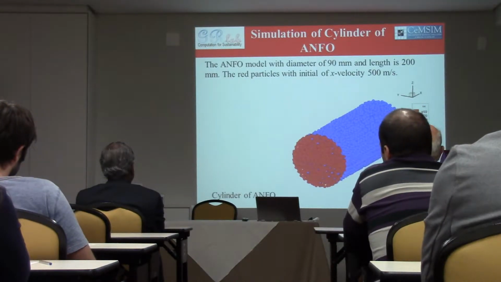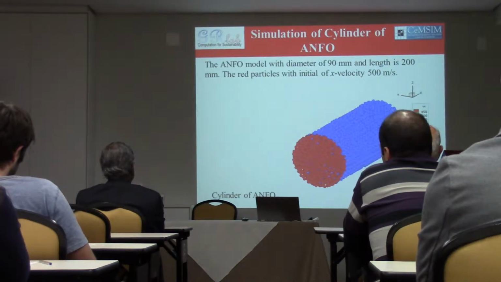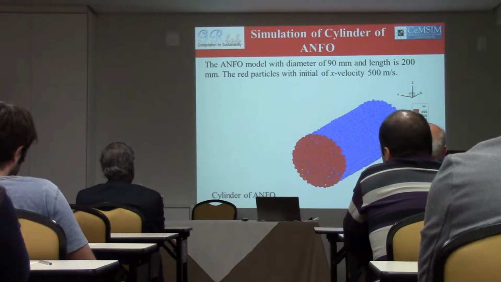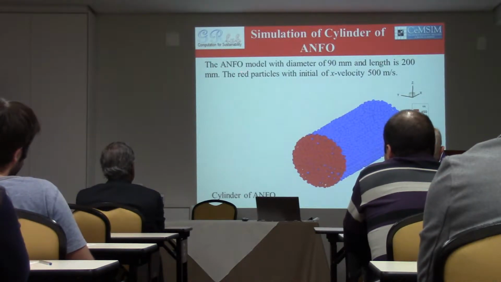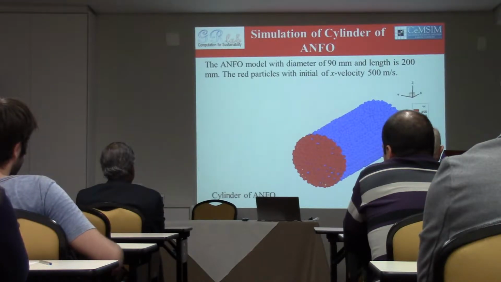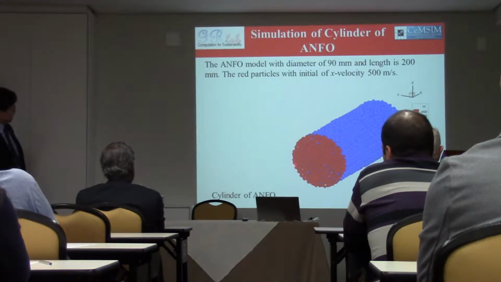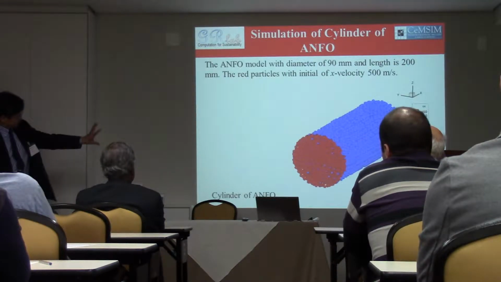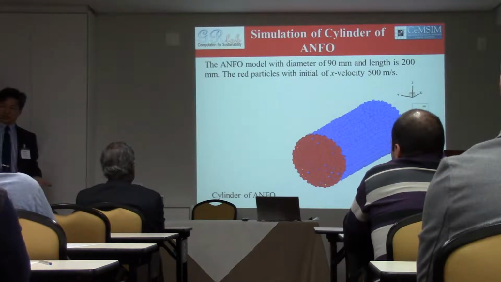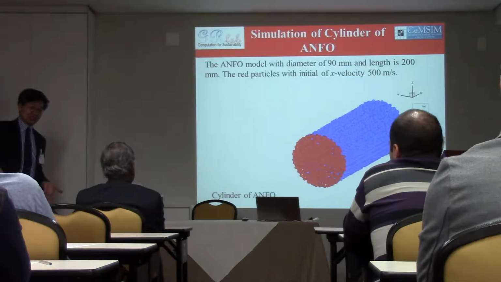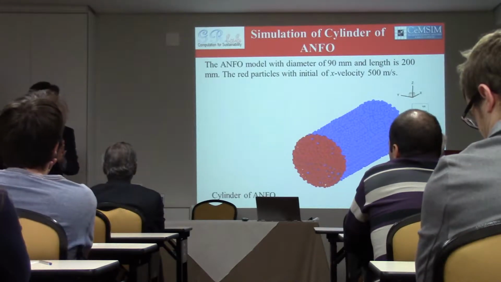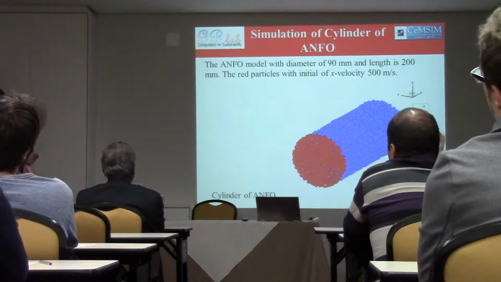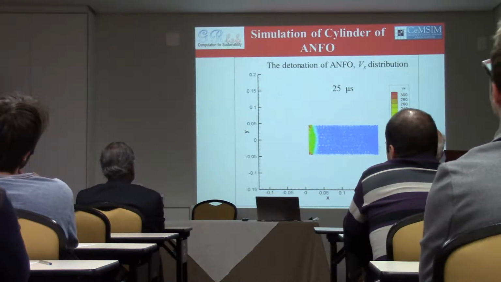So we did that using this so-called empirical formula. We built a model of what we call ANFO material. It's a non-ideal type of explosive. That's built inside, and this is just a cylindrical type of material. On the surface, a layer of particles is given an initial velocity, simulating a detonation process with an explosive impact, to see how it is detonated. So this is the process.